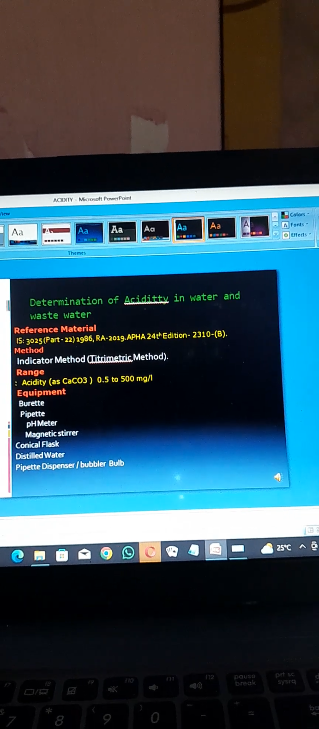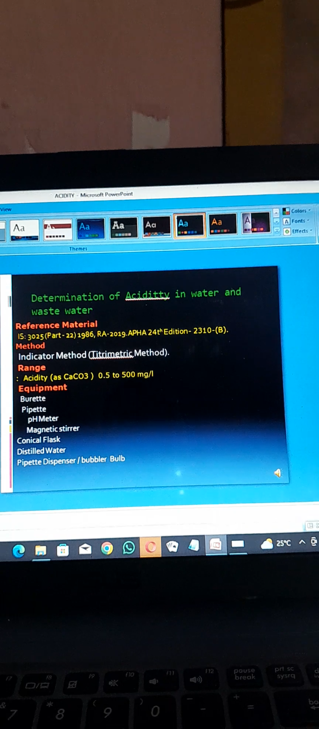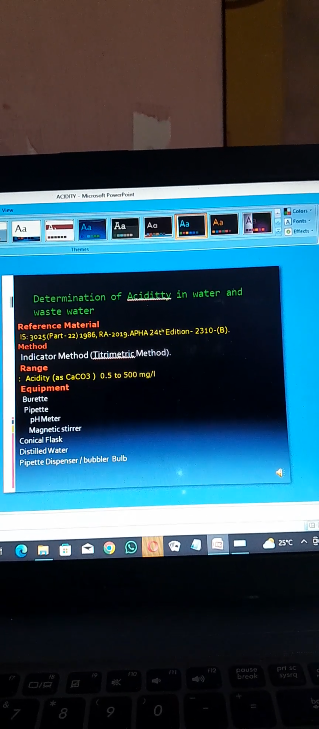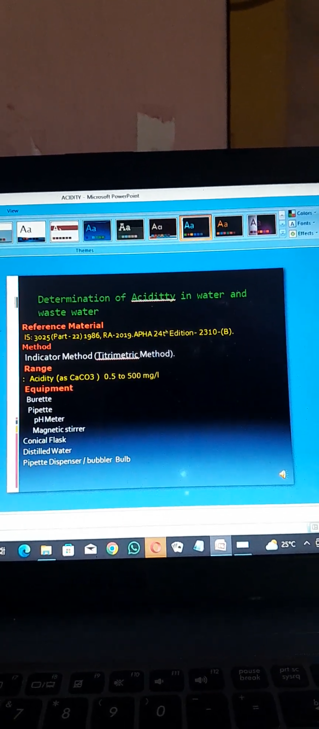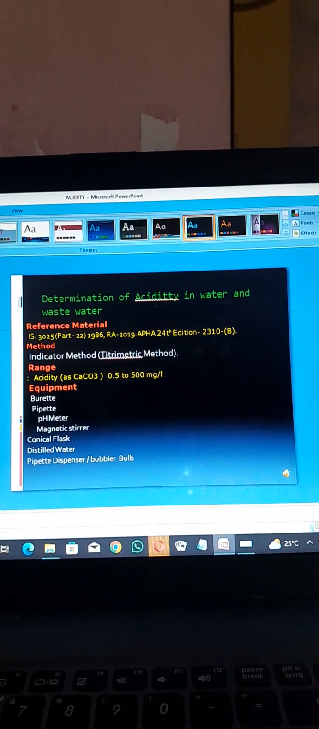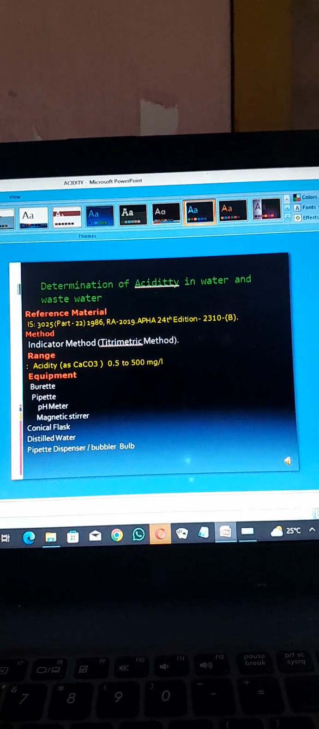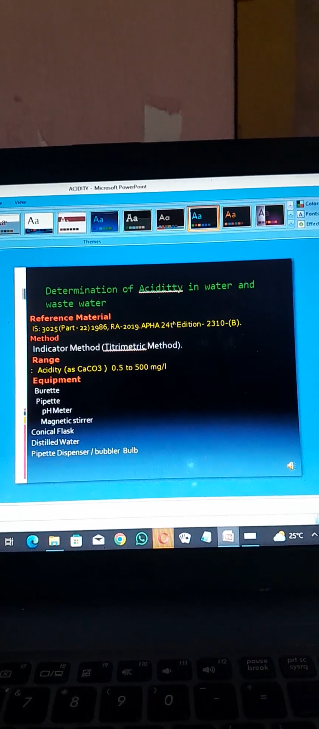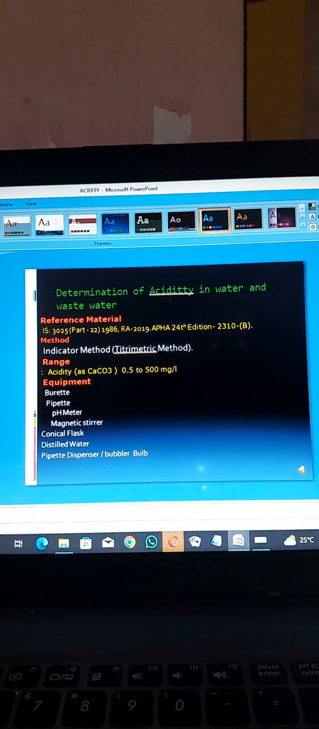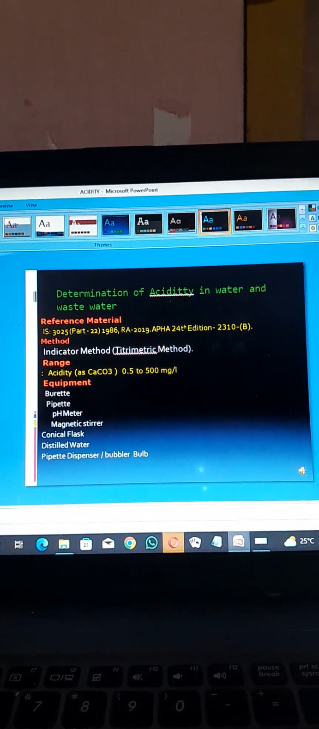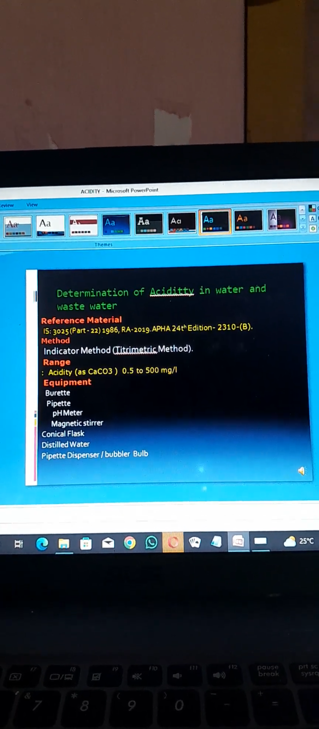For the determination of acidity of water and wastewater, we need the reference material IS 3025 part 22 and APHA 24th edition 2310B. The method uses the indicator method or titrimetric method. Its range is 0.5 to 500 mg per liter as CaCO3, that means calcium carbonate. The equipment used for testing the acidity parameter is a burette, pipette, pH meter, magnetic stirrer, conical flask, distilled water, and a bubbler.